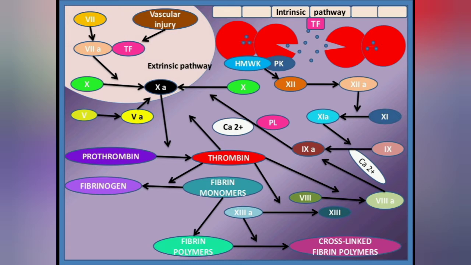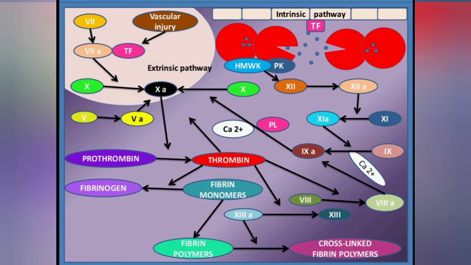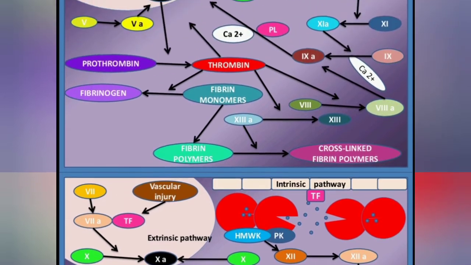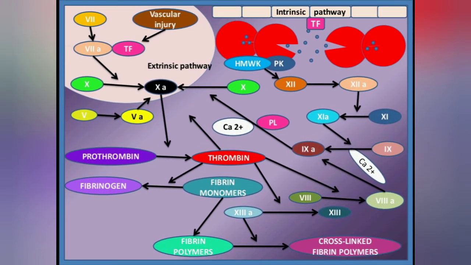In the presence of calcium ions, the factor 11A activates the factor 9 to factor 9A. The factor 9 is a proenzyme that contains vitamin K dependent gamma carboxyglutamate residues, whose serine protease activity is activated following calcium ions binding to these GLA residues. Active factor 9A cleaves the factor 10 to activate it to the factor 10A.